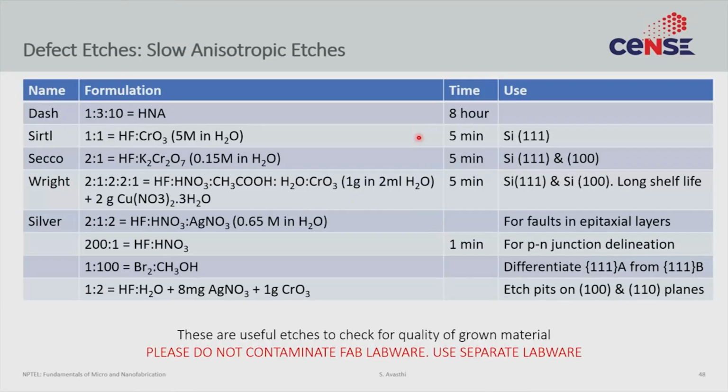All right. So that was using a combination of anisotropic and isotropic etches to make a real device. But there are a few other etches that I would like to discuss. We'll start with what is called a defect etch.